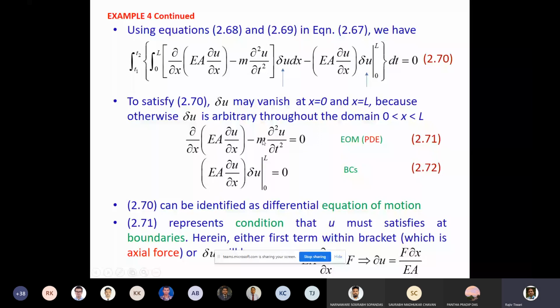But in the first equation, we are not retaining, because here there is no limit. This variation is within the beam element. So within the beam element, this variation may not be zero. So we equated this and we have not retained this del u in the first equation.